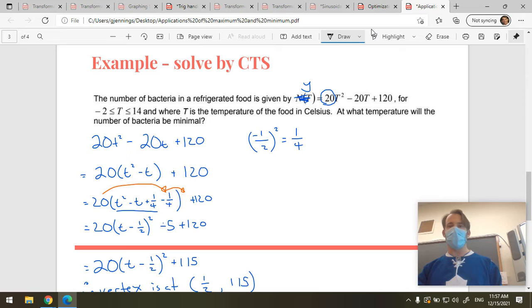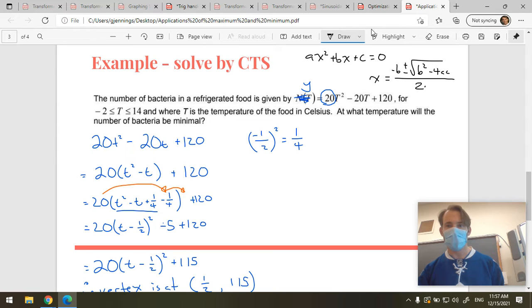Remember, the quadratic formula is: if I have ax squared plus bx plus c equal to 0, then what does x equal? Negative b plus or minus the square root of b squared minus 4ac over 2a. You got it. It's in your head now. So there is our quadratic formula.